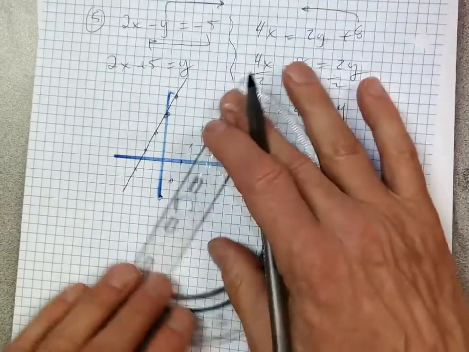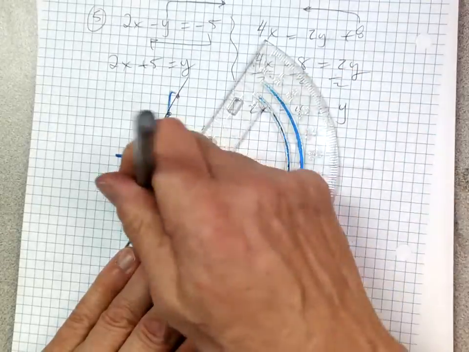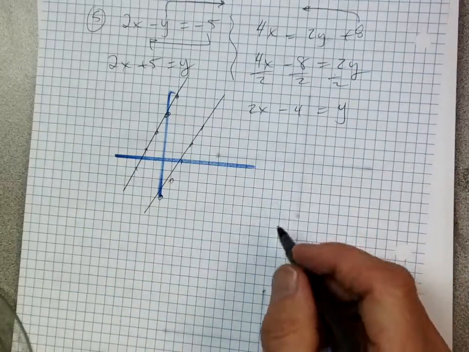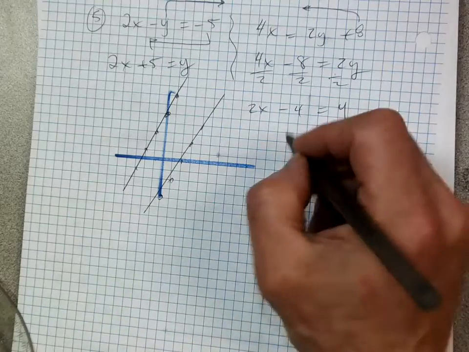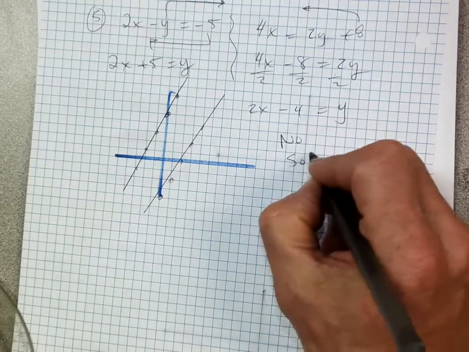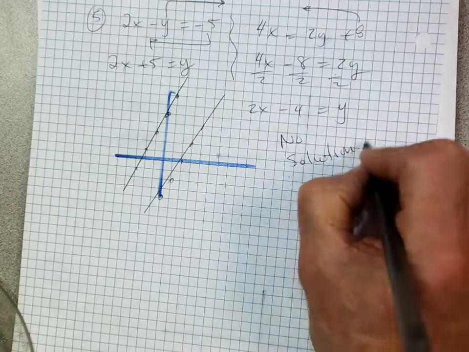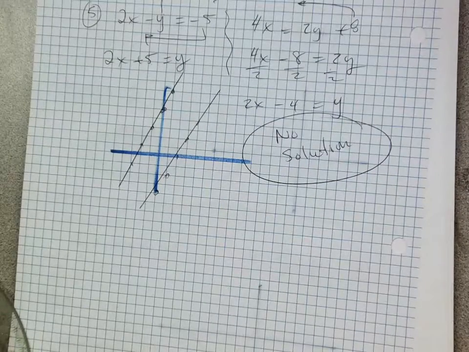But the graph is not the answer. What's the answer? Where they intersect. And where do they intersect? Never. So we say no solution. Because they're parallel, because they have the same slope. Peace? Okay.